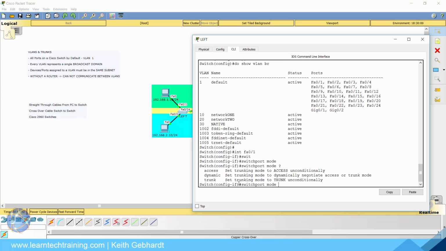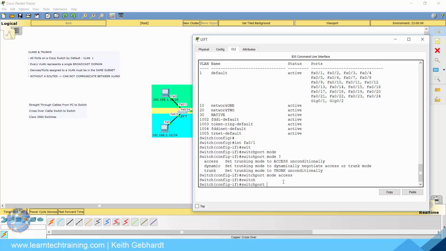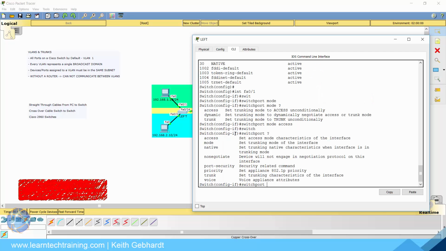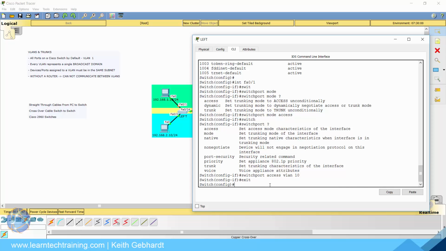Okay, here we have a few different modes: access, dynamic, trunk, but for VLANs, we want it to only access that VLAN. At this point, we have to say switchport one more time, and this time we're going to say switchport access. If I hit question mark, you're going to see access, trunk, etc. Well, we're going to say access, okay? And then we give it the VLAN ID, so VLAN 10. It's that easy. So interface Fa0/1 is done.